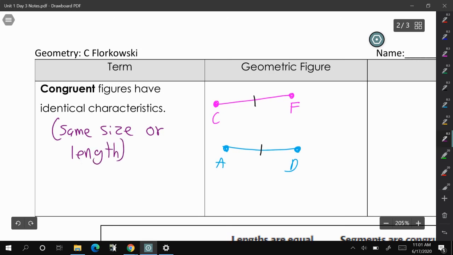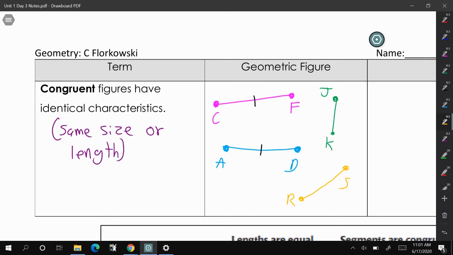So CF and AD are the same length. Now, what if we were talking about some other segments? What if we had JK and RS? And these two segments were congruent, JK and RS, but they were not congruent to segments CF and AD. If we just put one tick mark here, what this is telling us is that all four of these segments are congruent. But that's not what I said.